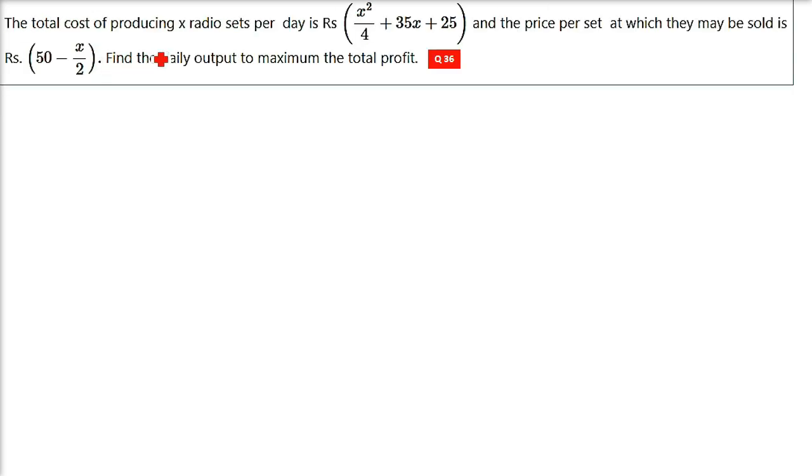The total cost of producing X radio sets per day is rupees this one. And the price per set at which they may be sold is this one.